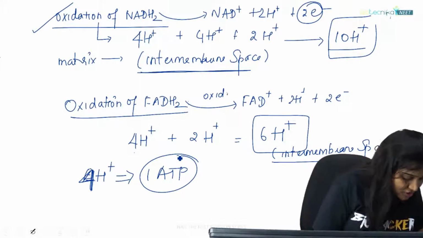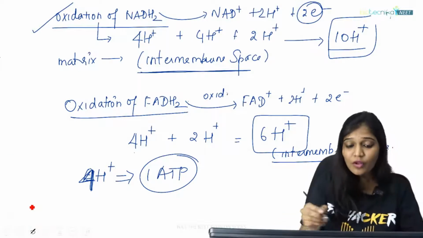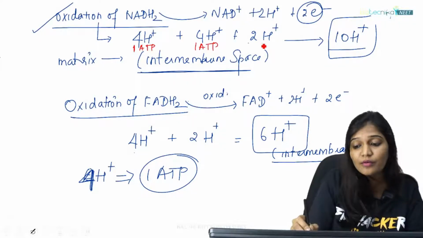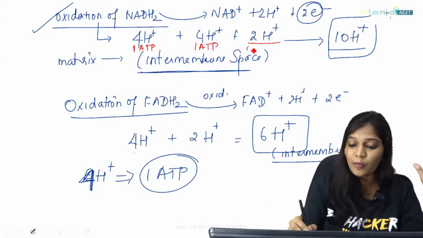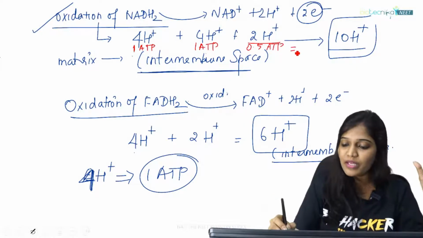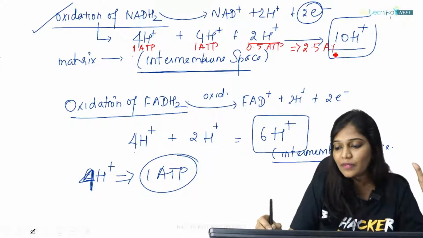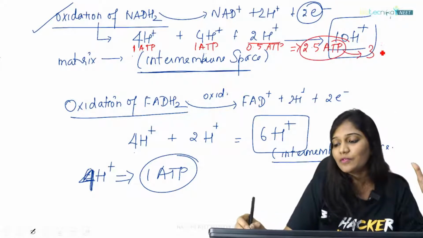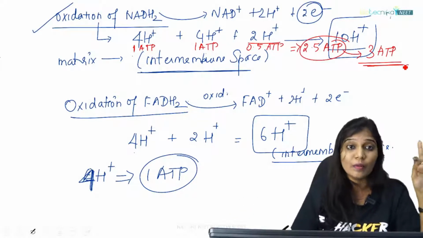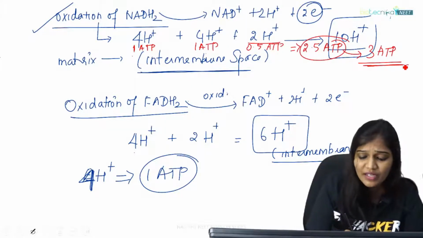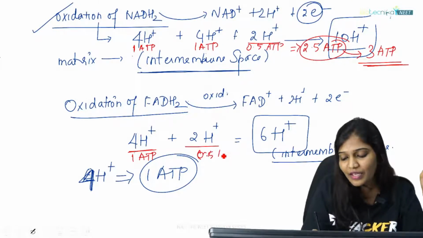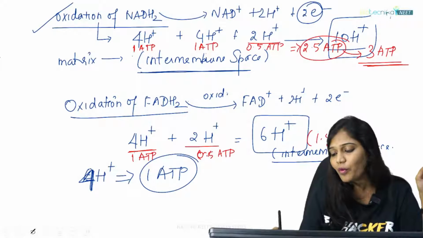I just want some of you to answer me whether you can understand or not. Okay, 4 protons give 1 ATP, 4 protons give 1 ATP, and 2 protons give half an ATP, 0.5 ATP. So totally 1 plus 1 plus 0.5, so it's going to be 2.5 ATP. So we can call it 3 ATP. That's why we used to say oxidation of 1 NADH gives you 3 ATP molecules. And for oxidation of FADH2, 4 protons give 1 ATP and 2 protons give 0.5 ATP. So totally it's going to be 1.5 ATP.